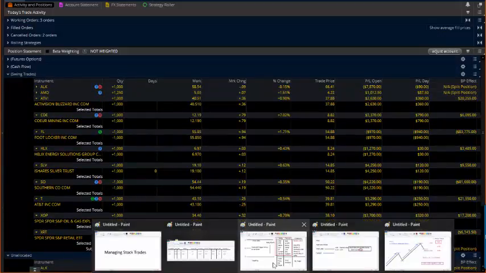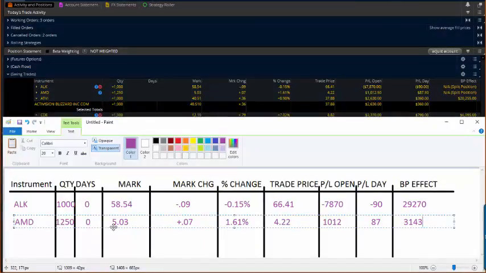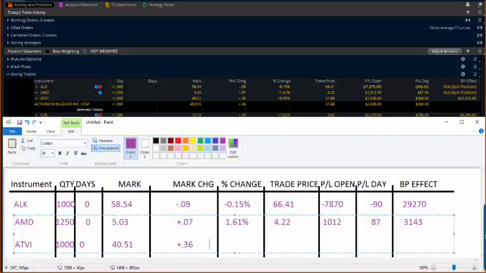Activision Blizzard. Let's get our little dealio here. ATVI. This one is 1,000 shares. Okay. Obviously, days are 0 again. We don't have any days left. Mark is 40.51. That means $40.51 per share today. It was up 0.36 today. That percent change is positive 0.90%. You know, less than 1%. It's a good day, but not a big day by any stretch.